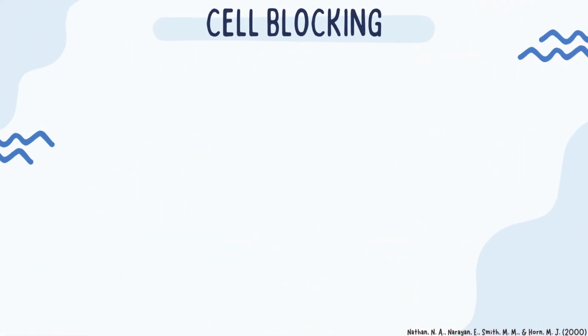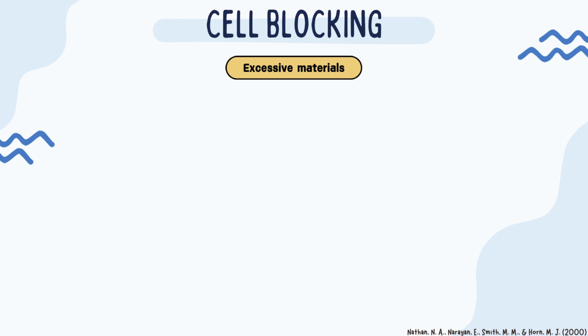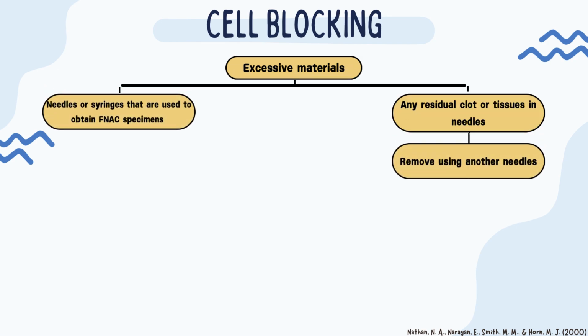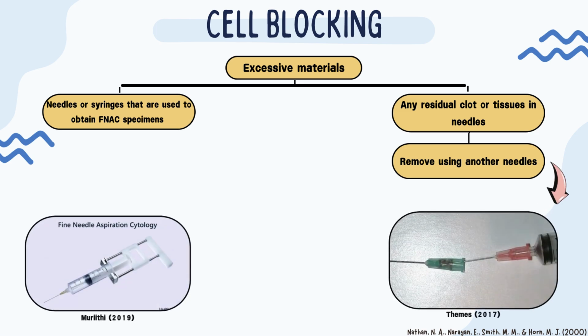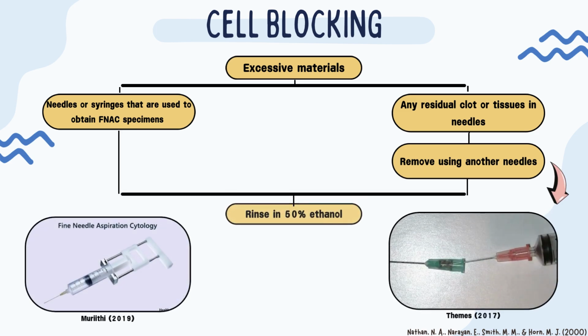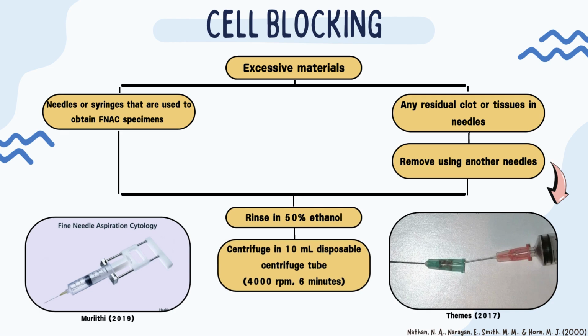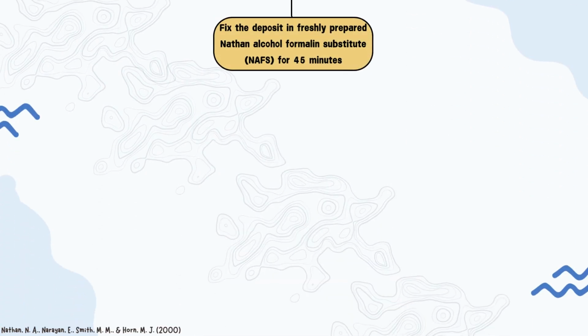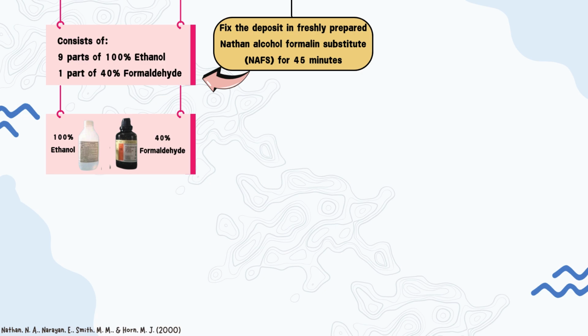Let's continue to cell blocking. Specimens that are used to make cell block are obtained from excess materials after smear preparations, such as clots, tissues, or any residues within the needles or syringes. These materials are rinsed in 50% ethanol and centrifuged at 4000 rpm for 6 minutes. After centrifugation, the supernatant fluid is decanted. Next, collect the deposits and fix in freshly prepared Nathan alcohol formalin substitute, NAFS, for 45 minutes. NAFS consists of 9 parts of 100% ethanol and 1 part of 40% formaldehyde.